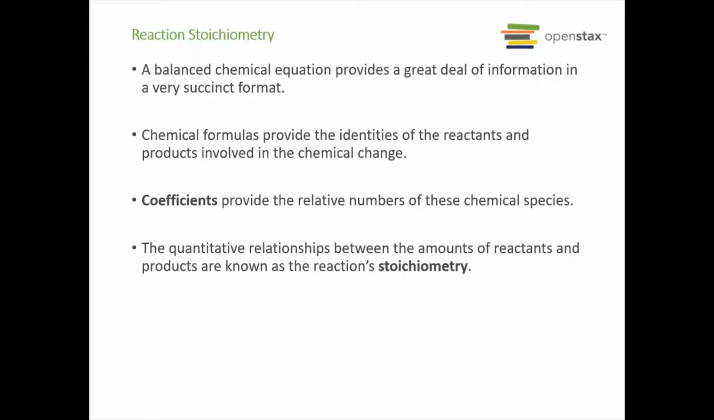So just to talk a little bit about stoichiometry itself, we need balanced chemical equations to do this because it gives us a lot of information in a really small amount of space. It tells us the identities of our reactants and our products, and then it has coefficients that give us relative numbers of these chemical species, and the relationships between our reactants and products is what stoichiometry actually is.